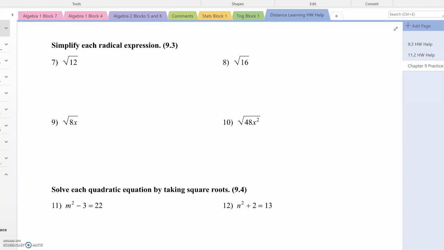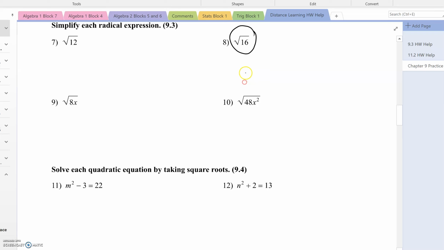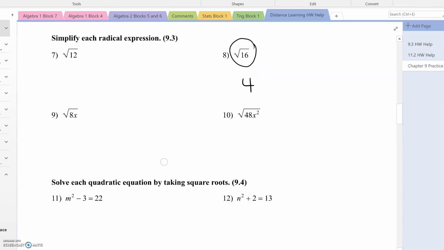If you're struggling with anything from section 9.3, that was learning how to simplify radicals, so we actually took a step back from solving quadratics, and we were simplifying here. I actually think problem 8 is the easiest. For problem 8, it's asking you what is the square root of 16. So what number multiplies by itself to get you 16? 4. So that's why I think 8 is probably the easiest.